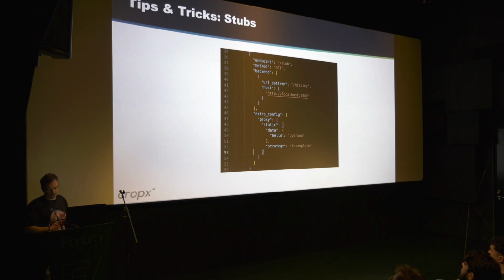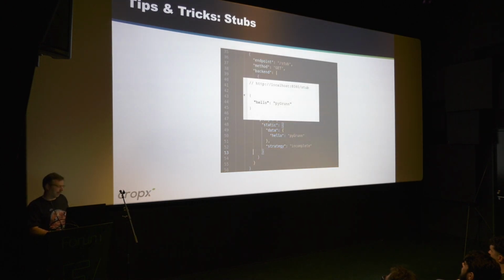This is an example of how these extra configurations work. In this case, it will just have the static stub response, and the strategy is incomplete, so you can have different strategies. You can always include it, or incomplete is when one of the backends is failing. So you can play around with that. Yeah, this is what this new endpoint will look like.